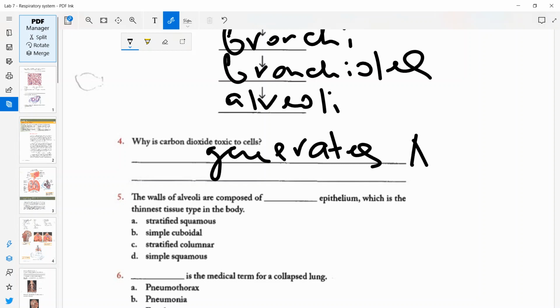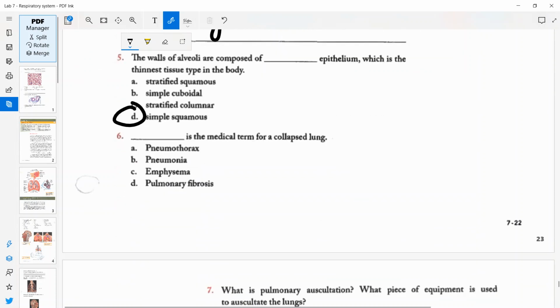acid, and acid itself can disrupt cellular processes. So walls of alveoli are composed of what type of epithelium? We already figured it out. It's going to be simple squamous. We didn't talk about the medical term for collapsed lung, but I can just tell you it's pneumothorax.